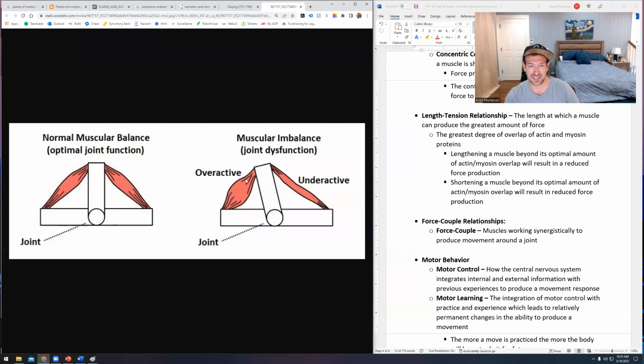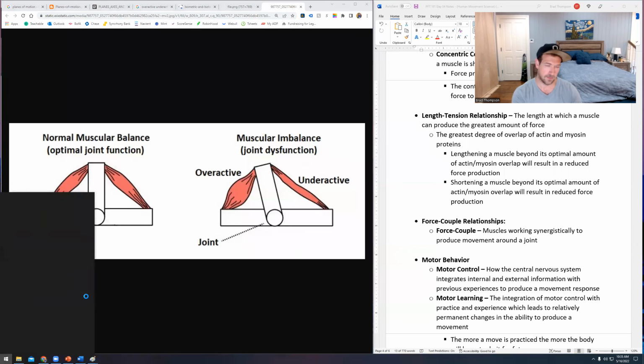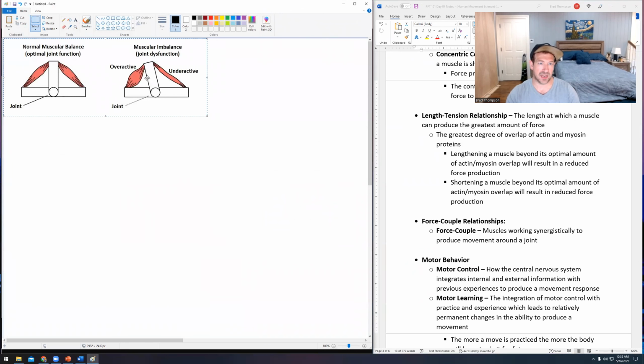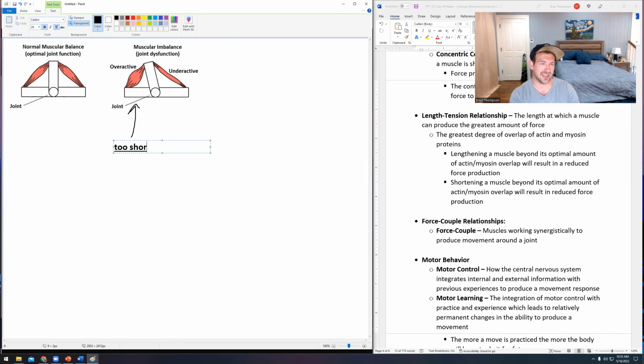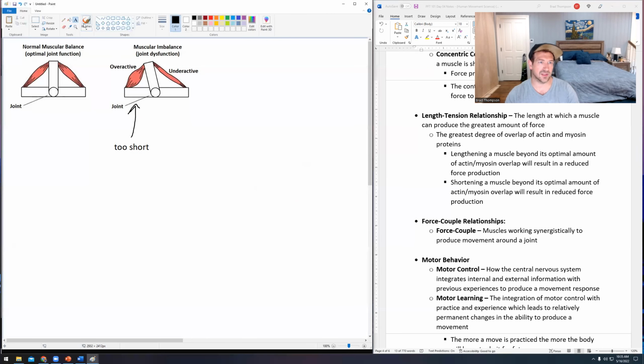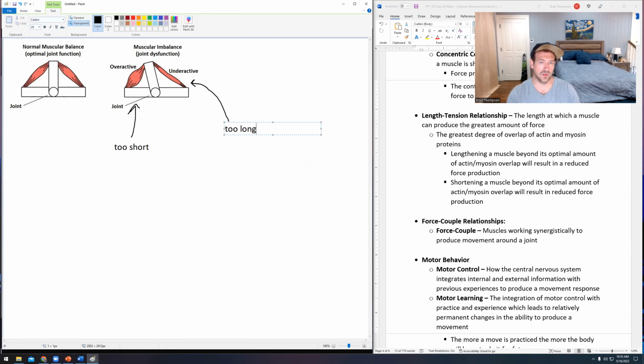Again, this muscle fiber right here on this side of the joint is too short. And this side of the muscle fiber is too long. So what does that mean? It means it's weakened. And what does this one mean? Guess what? It's also weakened.